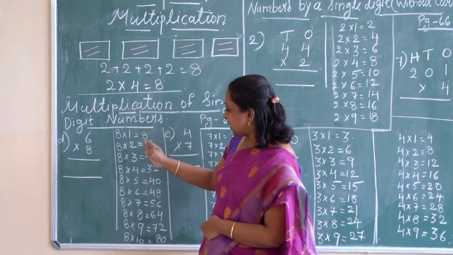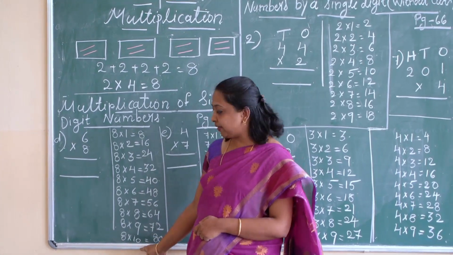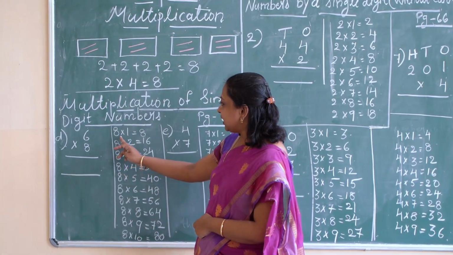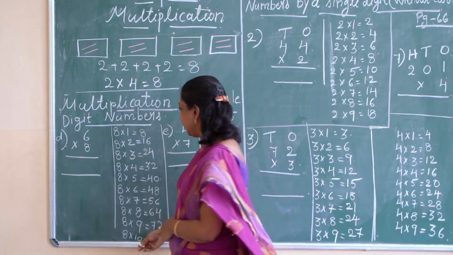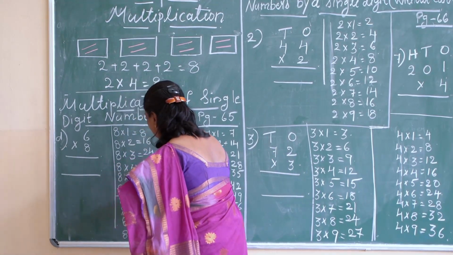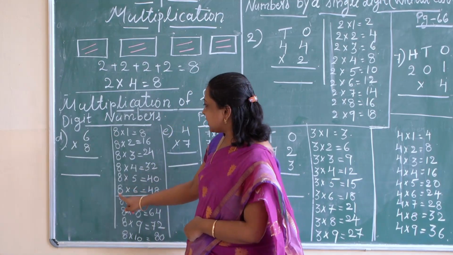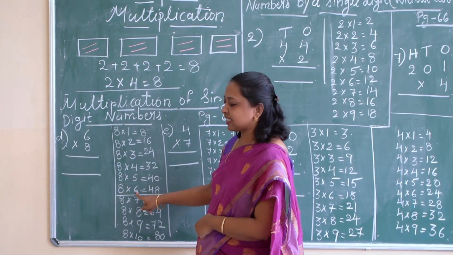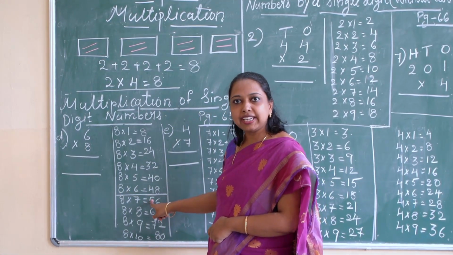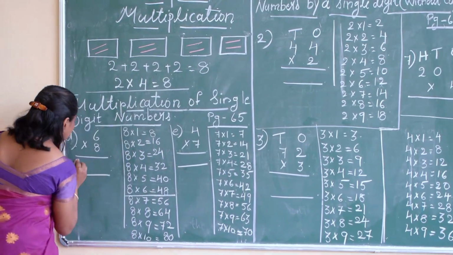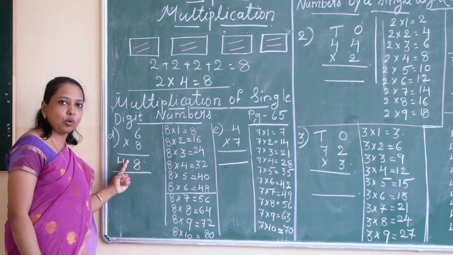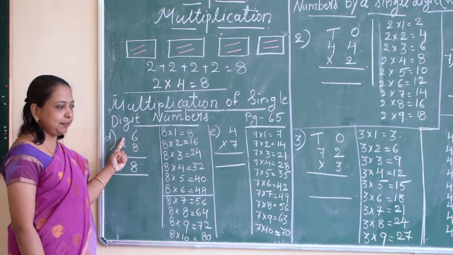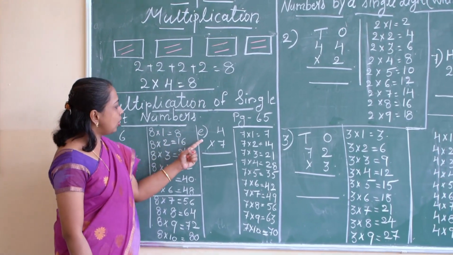From the table I have written, 8 ones are 8, it starts from there, and here we can use this statement: 8 multiplied by 6 is equal to 48. So write 48, 8 at the ones place and 4 at the tens place. Now let's solve E.